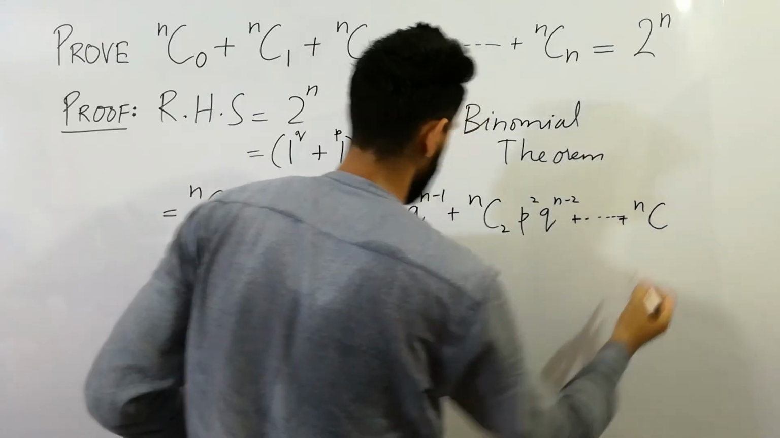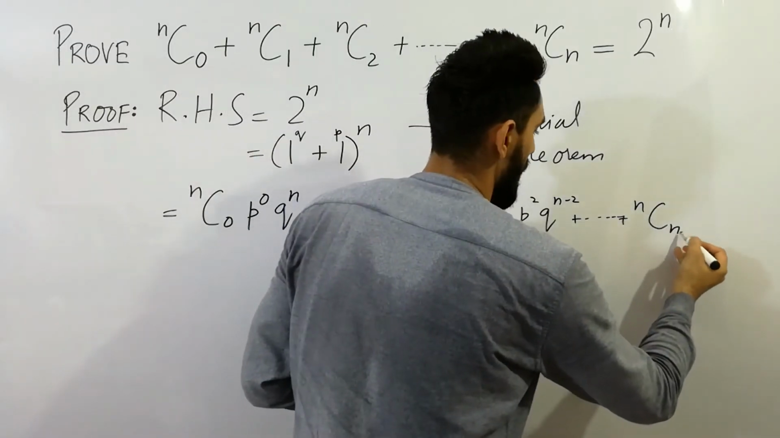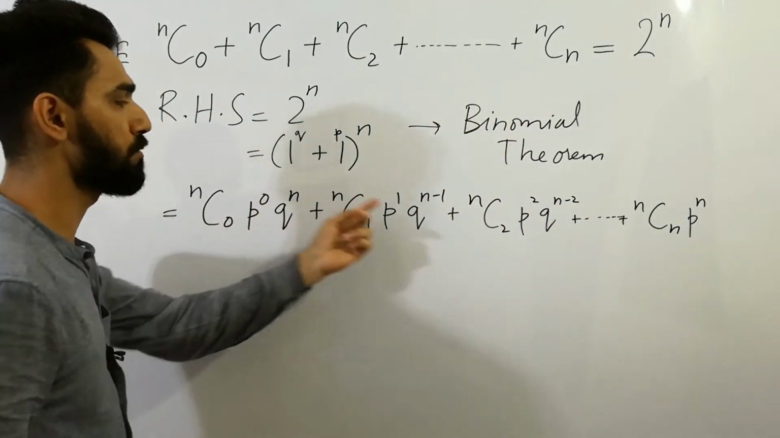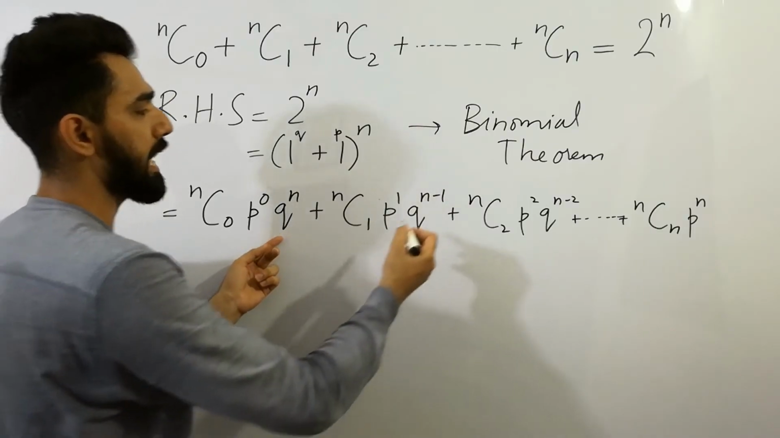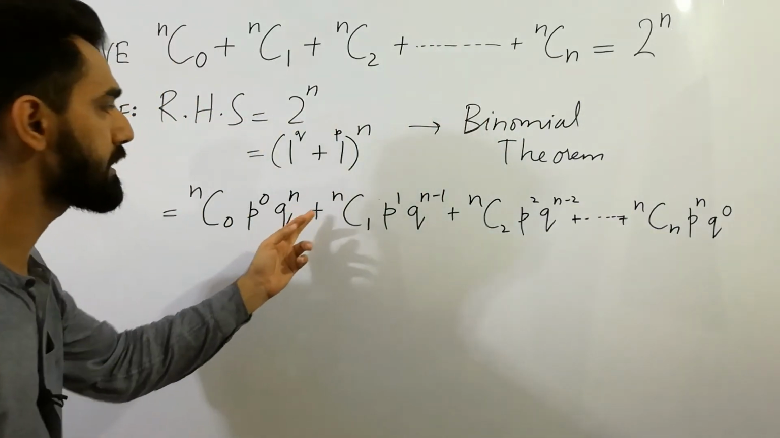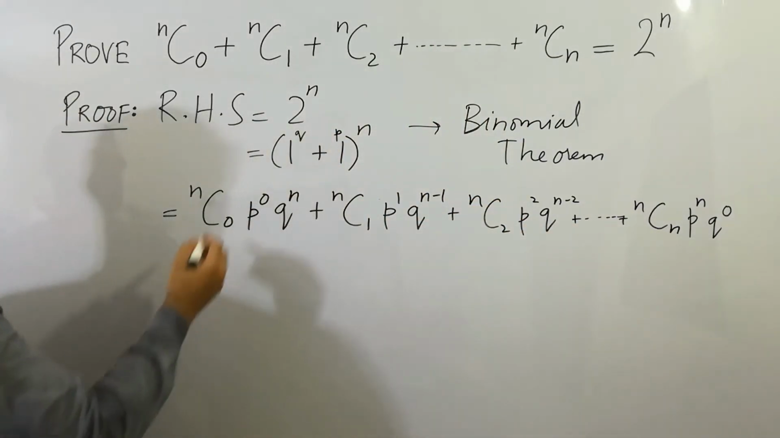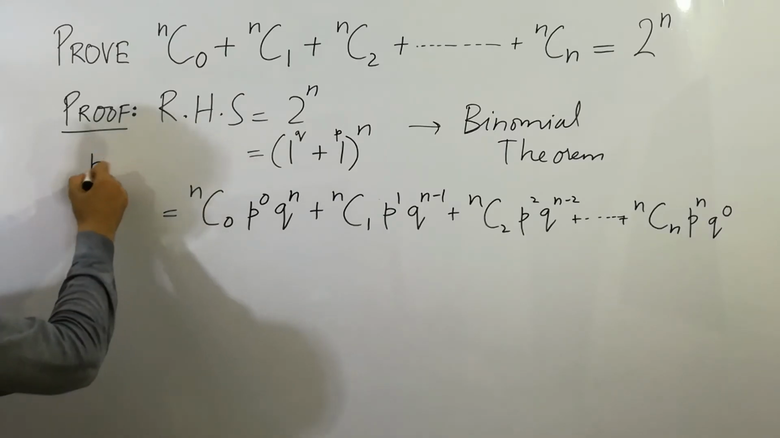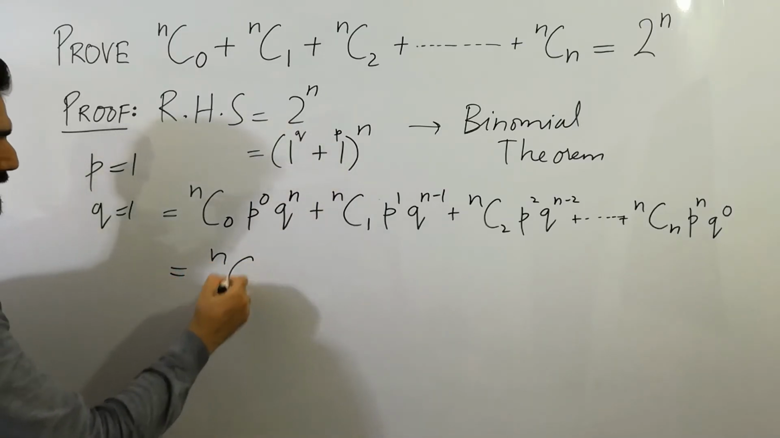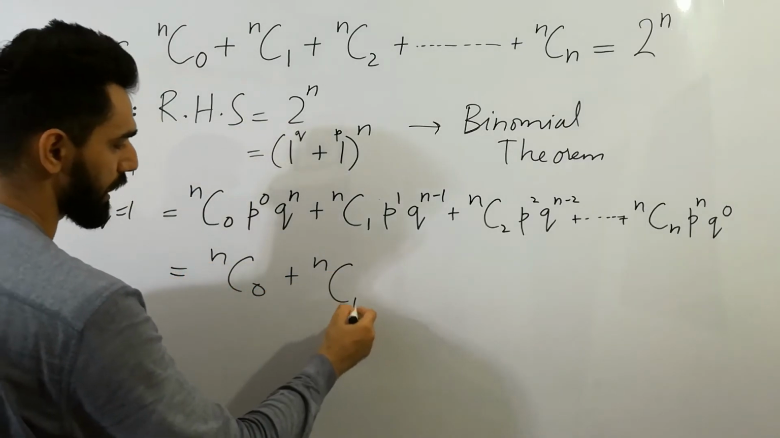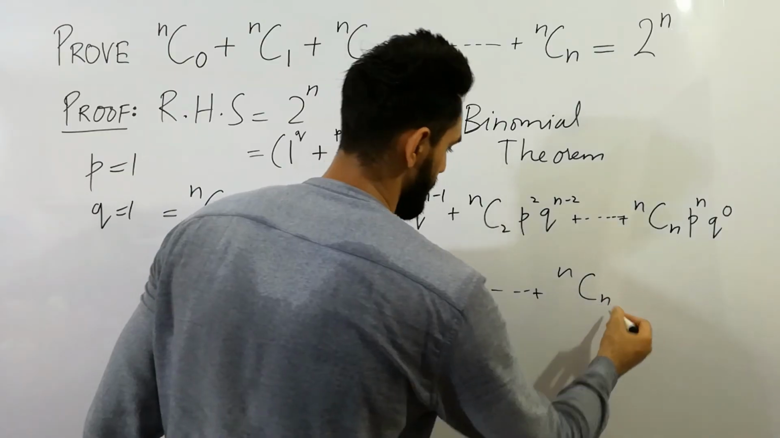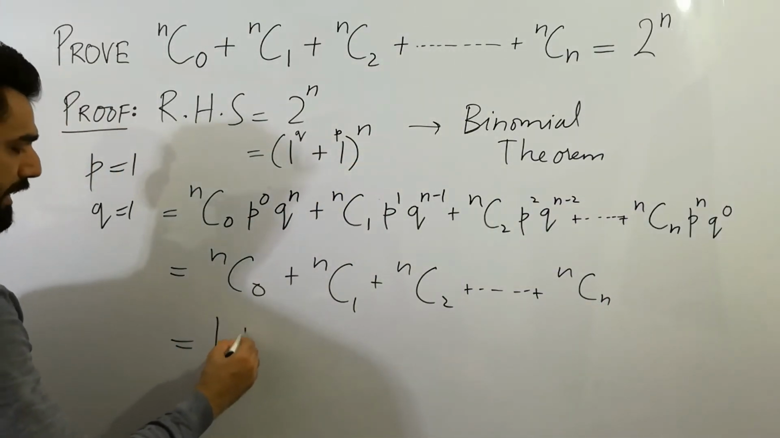In nC0, nC1 up to nCn, the power of p increases from 0, 1 up to n, and similarly the power of q decreases, n, n minus 1, n minus 2, down to q raised to power 0. Since p is equal to 1 and q is equal to 1, right here we will get nC0 plus nC1 plus nC2 plus up to nCn, which is equal to the left hand side.